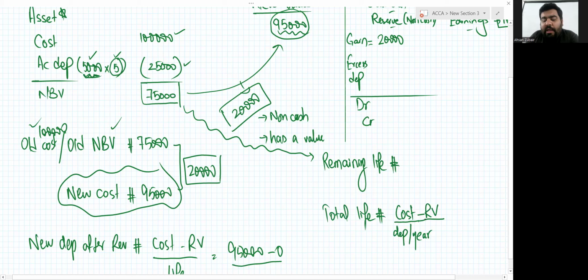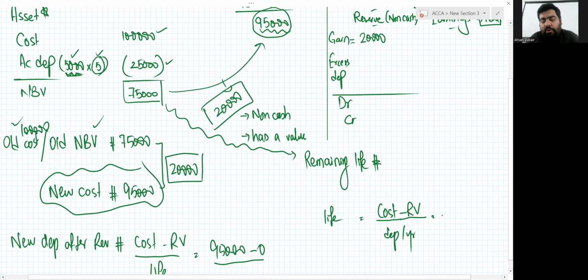Because if you use the normal depreciation formula, let me write it: depreciation is equal to cost minus residual value divided by life. Take the life here, take the depreciation here. Obviously, I have just rearranged it. So life is now on this side, and depreciation per year you have in the question. So you have the cost. The old cost was 100,000, residual value 0, divided by the depreciation per year.